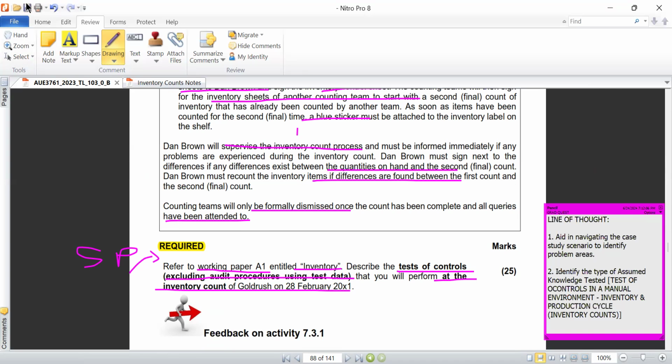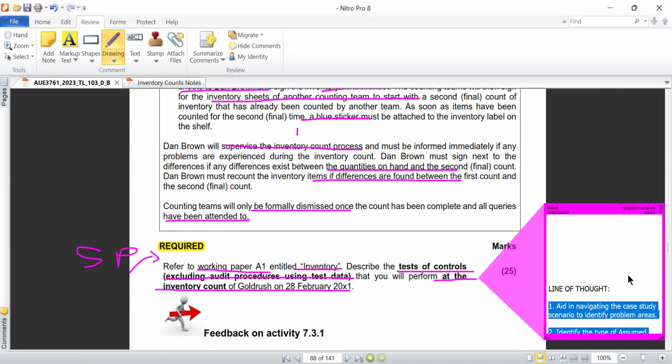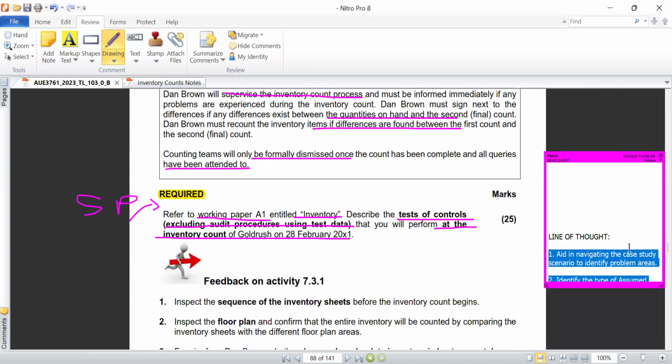Yeah. Now, so we want to perform the test of controls. Remember, with performing or drafting of your test of controls, what you guys need to remember is that you need to have your buzzwords, okay? Action verbs. How are you going to test what is taking place there, right?